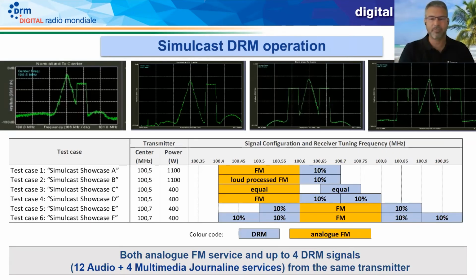And this is the example of the different configurations shown in simulcast, where we demonstrate that a single transmitter can operate analog FM and DRM side by side. In this case, with an FM transmitter capable of a bandwidth of 600 kilohertz, we can have up to 4 independent DRM signals and 1 analog FM service. Those 4 DRM signals carry up to 12 audio programs plus 4 multimedia services, Journaline.